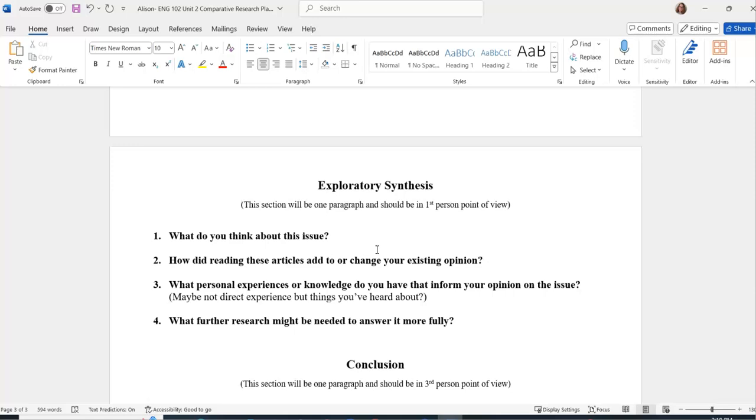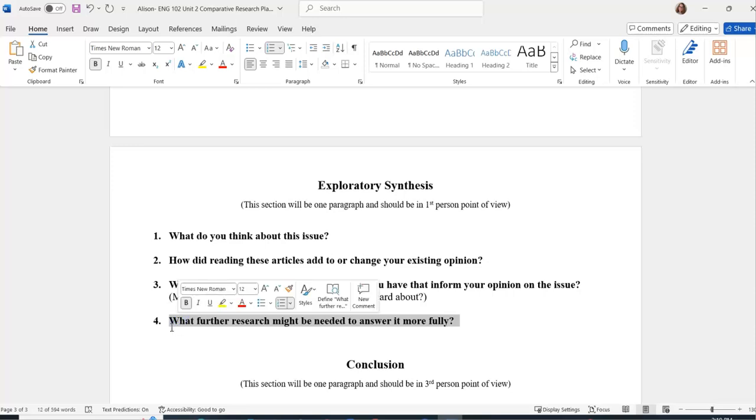So what is it that you think about it? How did reading these articles add to or change your existing opinions? What personal experience or knowledge do you have that inform your opinion on the issue? And of course, what further research might be needed in order to fully answer this synthesis question and your overarching debatable question? So after you've examined what other people think, now it's time to position yourself into this topic, to position yourself into this conversation, if you will.